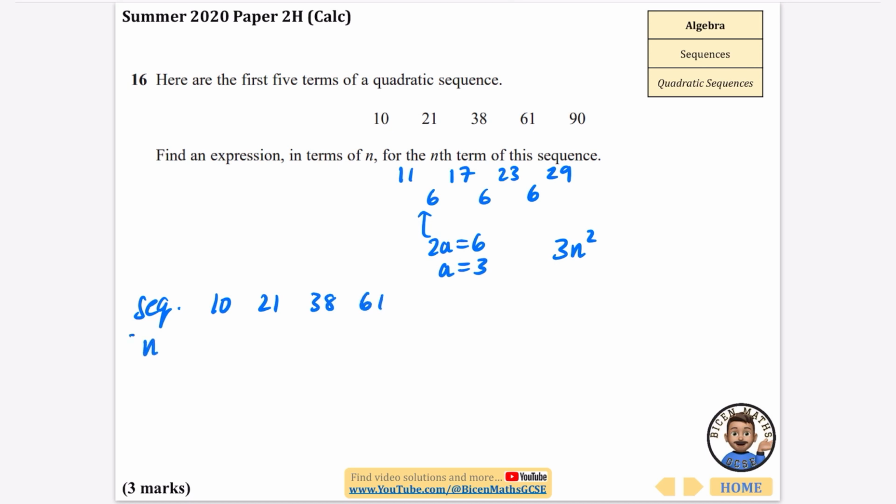And now I'm going to do the 3n squared. So you're going to substitute in 1, then 2, then 3, then 4. So 1 squared is 1 and times it by 3. 2 squared is 4 and times it by 3. 3 squared is 9 and times it by 3. And 4 squared is 16. And 16 times 3, obviously you can check it on a calculator, is 48.